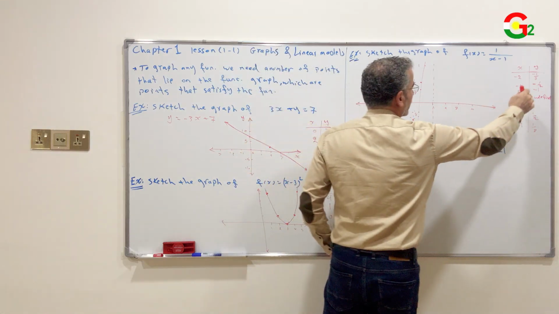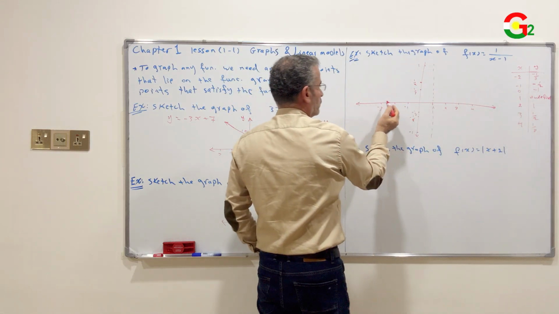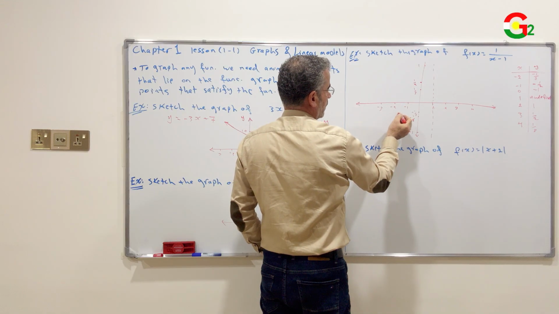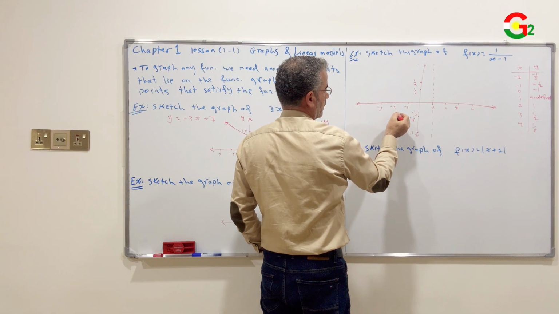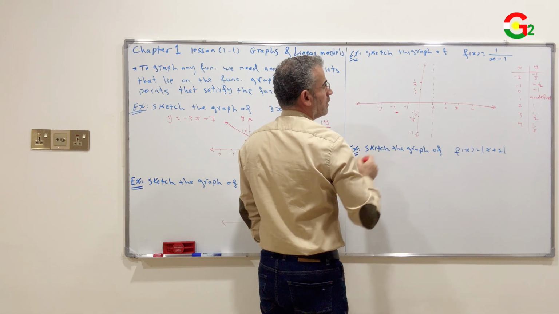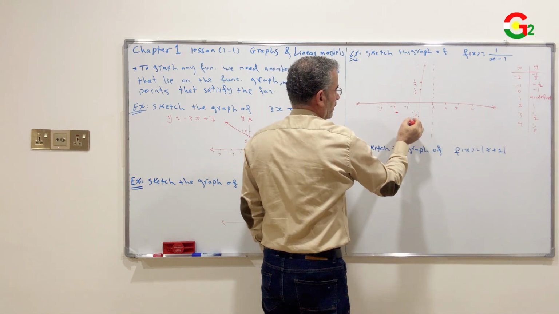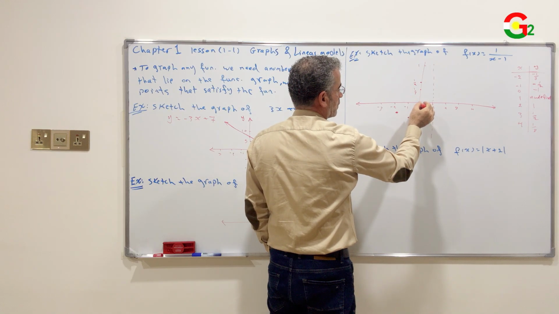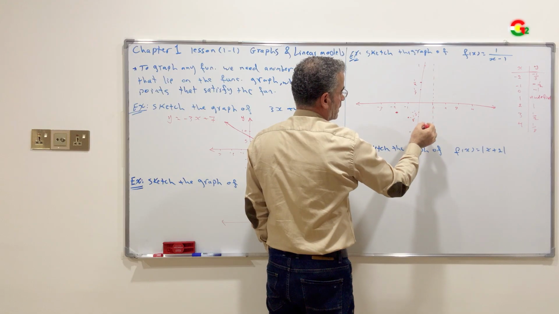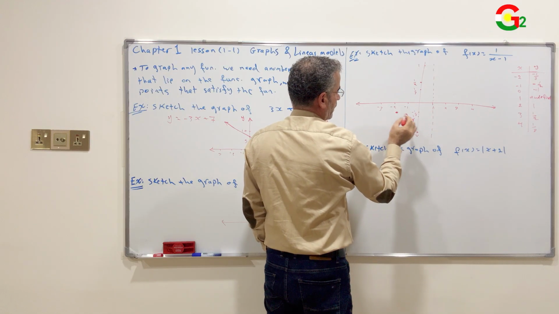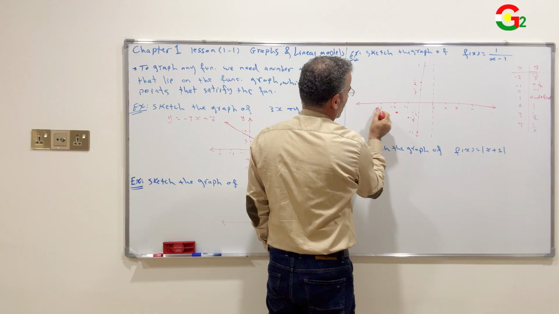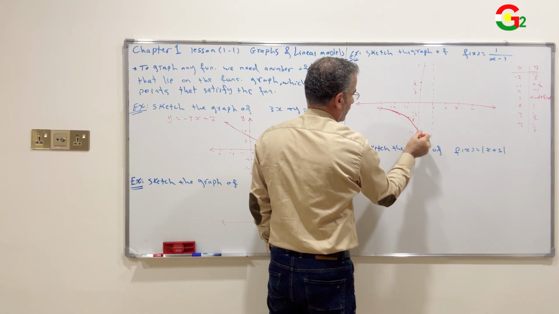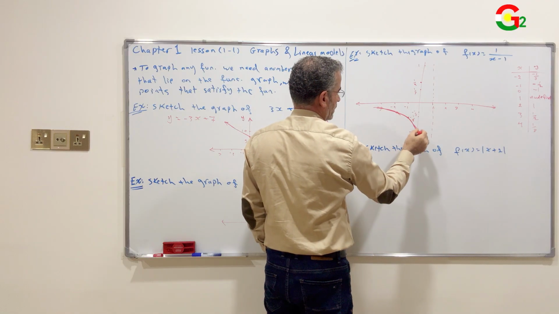Now, when x equals negative 2, the function is negative 1 over 3. The location of this point is here. When x equals negative 1, the function is negative 1 over 2. When x equals 0, the function is negative 1. Then this graph looks like this.